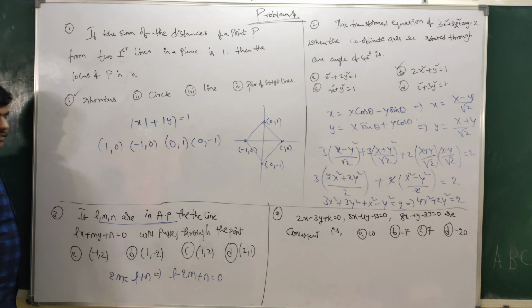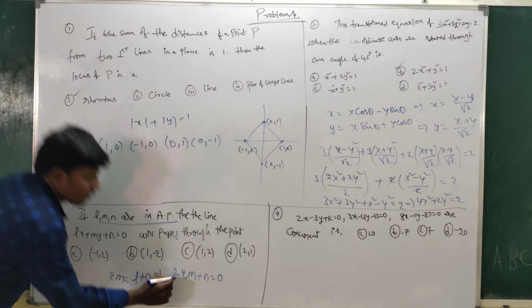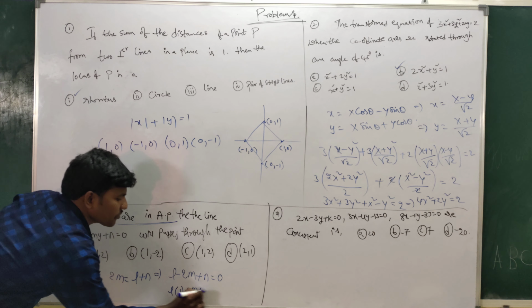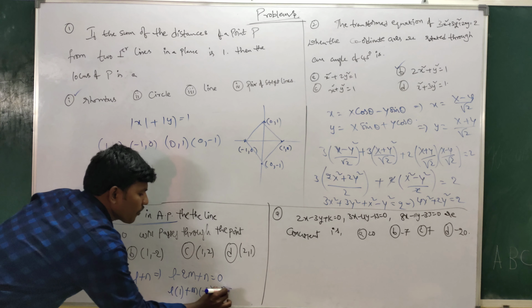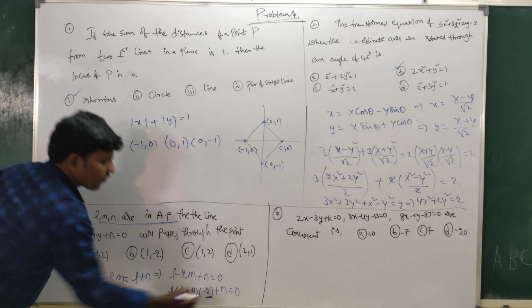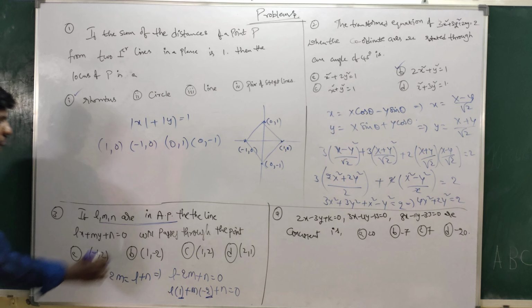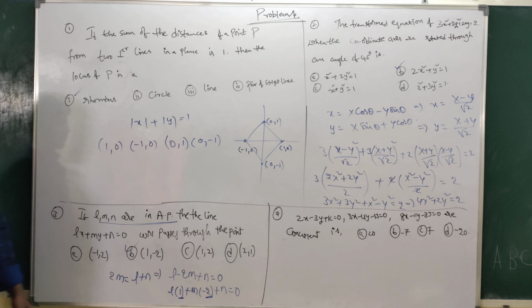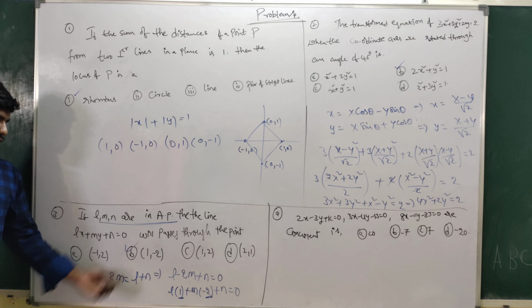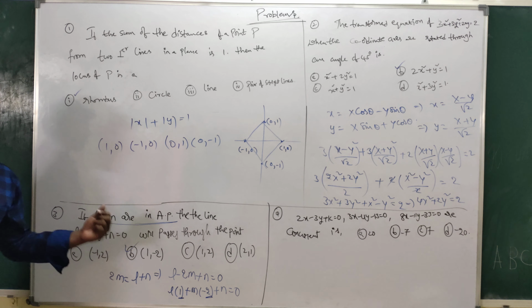This condition is satisfied by L into 1 plus M into minus 2 plus N equal to 0. The value of x is 1 and y is minus 2, so the point 1 comma minus 2 satisfies the given condition. So the right answer is option B.